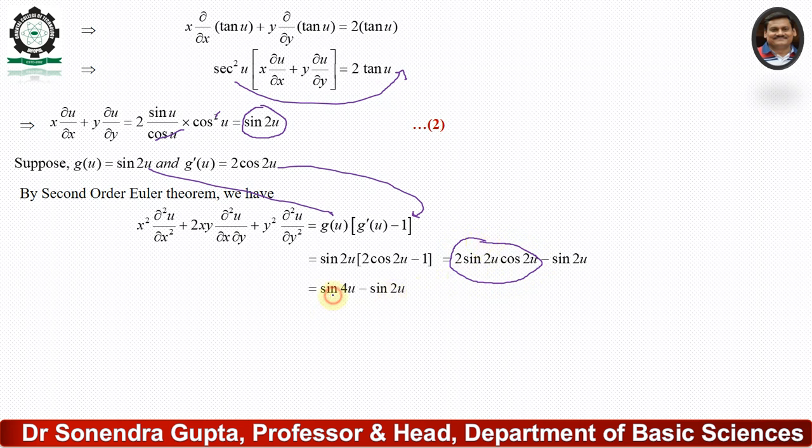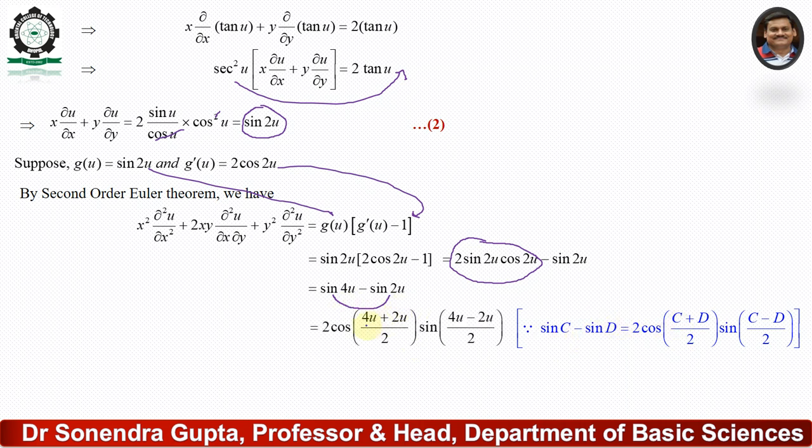Now again apply the formula of sin c minus sin d, which is 2 cos of (c plus d) by 2 times sin of (c minus d) by 2. Now here c is 4u and d is 2u, that means (4u plus 2u) divided by 2 is 3u, while (4u minus 2u) divided by 2 is u. So this is your required solution: 2 cos 3u sin u.